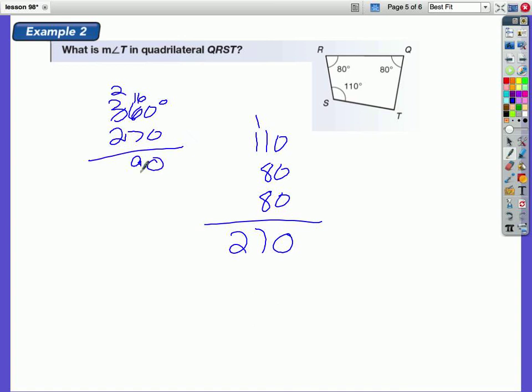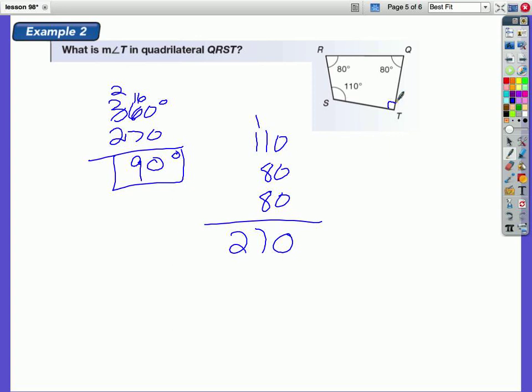Should get 90 degrees. If you look, kind of tilt your head a little bit, you should be able to see that does look like a 90 degree angle. It makes sense. If you want to check, we can check. Okay? So angle T is 90 degrees.